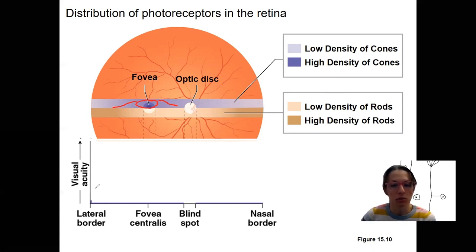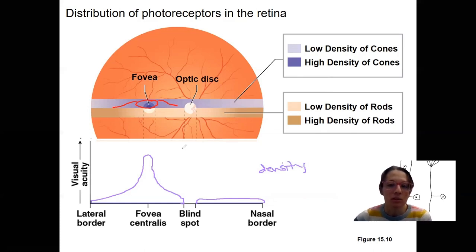So if we were going to graph the density of photoreceptor cells, it would be very high in the fovea. Let me try that again. It peters off, but actually drops off right here, and then kind of also peters off here. Now, this y-axis says visual acuity. I'm actually going to add in here density, and I'll talk about acuity in just a moment. So this is the density of cones.